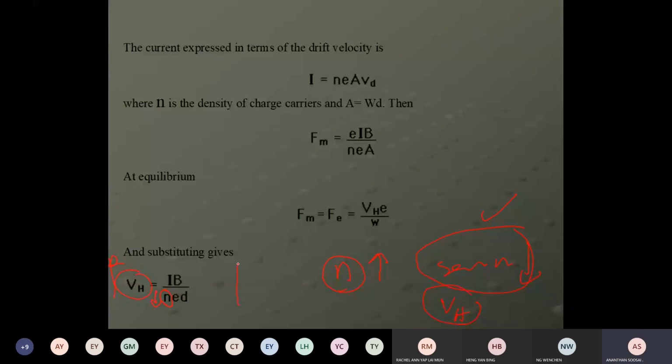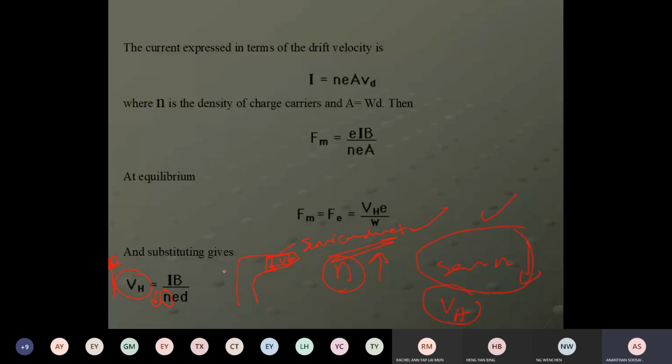So in your Hall probe, a device which measures the Hall voltage, the type of slice they use inside is a semiconductor. Why do they use a semiconductor? Because N is small, you can have a significant Hall voltage. This has been asked in past years. Why use a semiconductor? Because charge density is lower. Hall voltage and charge density are inversely proportional. Therefore, we can get a significant Hall voltage value.